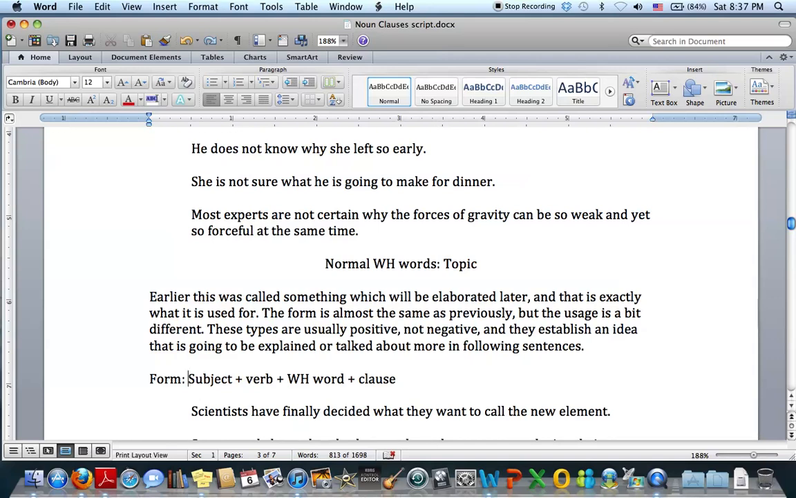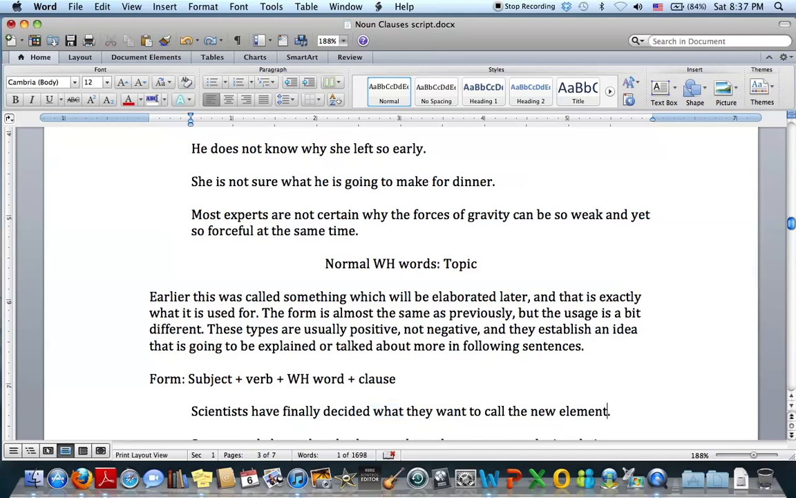Well, we've got the first one down here. Scientists have finally decided what they want to call the new element. All right, so we have here our subject, scientists, and we have finally decided. That whole thing is our verb phrase. Notice we've got have decided. That just means that it's in the present perfect, that's all. It's still the verb, and the verb here is decide.